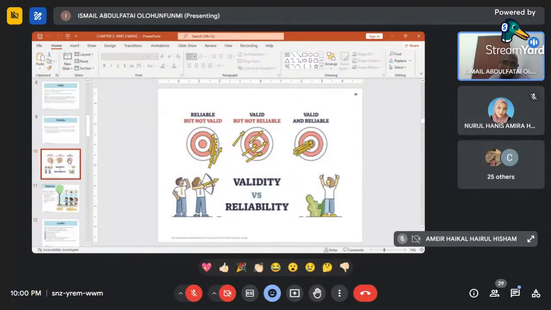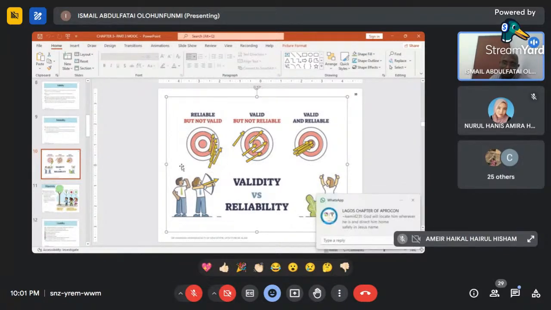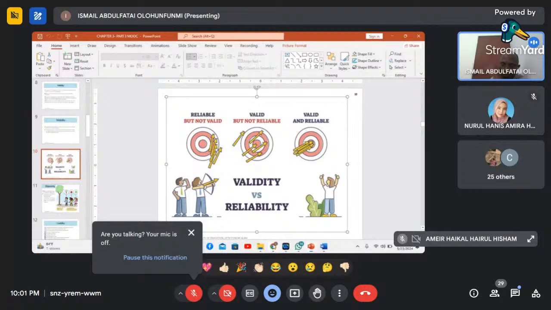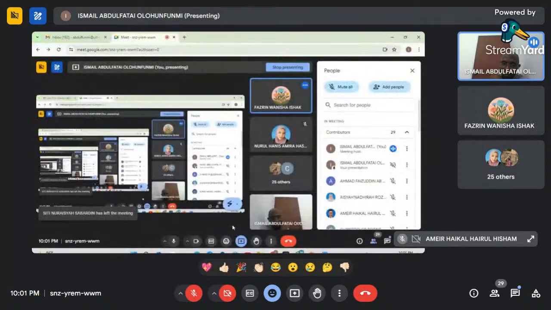Look at this example, you will see the figure. So they said it's reliable but not valid. Who can explain this to us? Why is it reliable but not valid? Can I try, doctor? Yes, try.